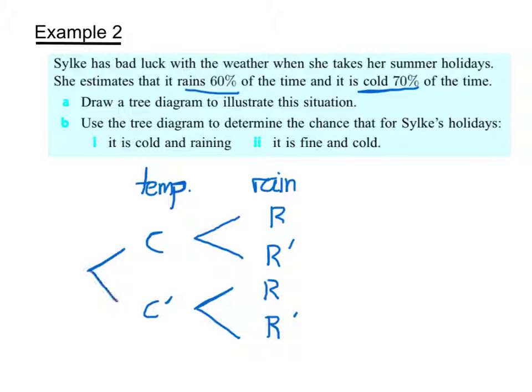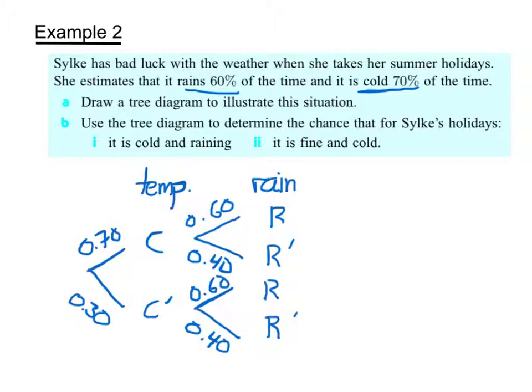Again, we want to fill in the probabilities along the branches of the tree diagram. So in the first case, we have a 70% chance that it's going to be cold, which means that Silk has a 30% chance of it being warm on her holiday. And there's a 60% chance that it's going to rain, which means there's a 40% chance that it won't rain. And these are the same probabilities here.